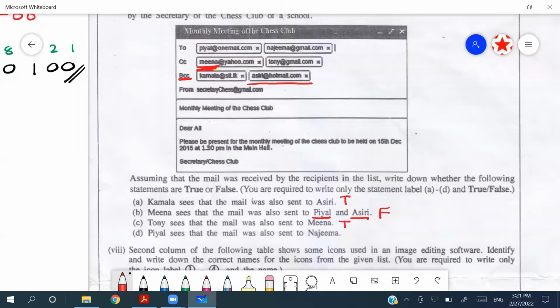Priyal sees that the mail was also sent to Najima. Yeah, that's true as well.